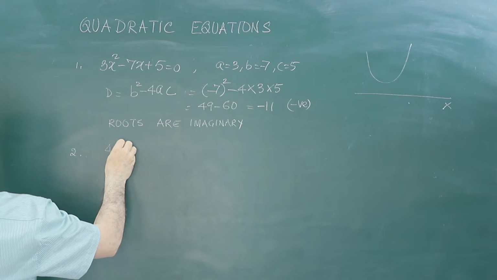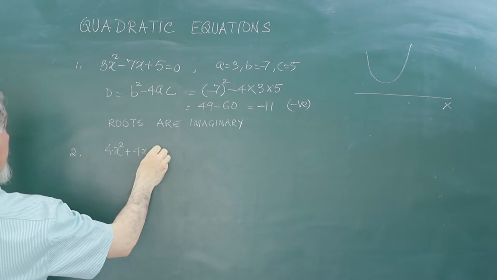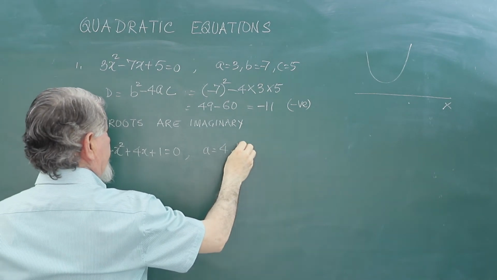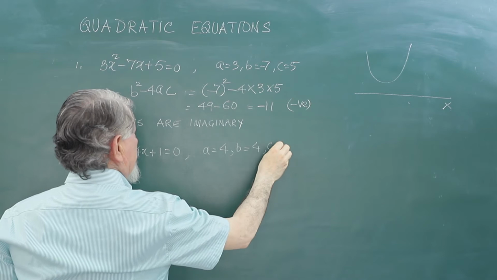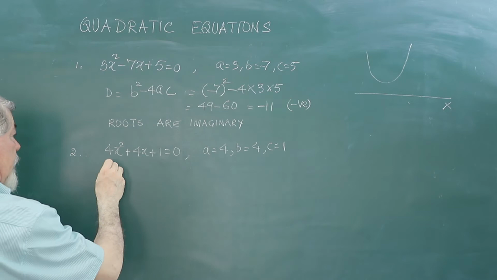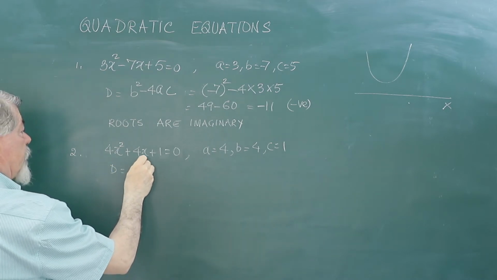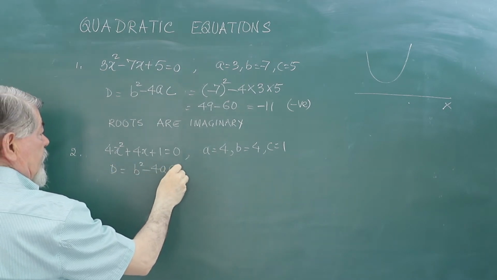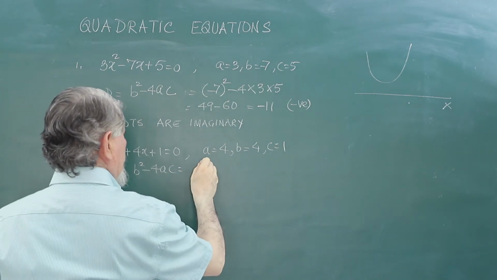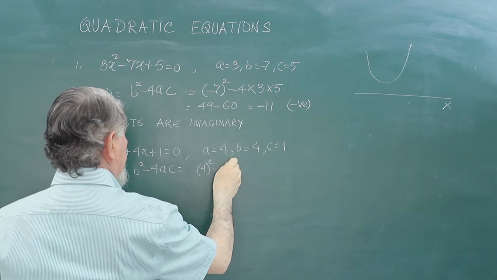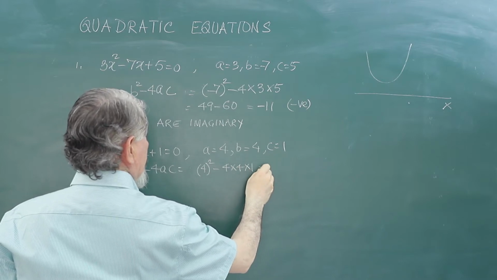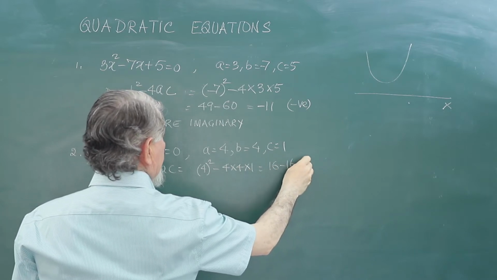Now let us see the second question. 4x squared plus 4x plus 1 is equal to 0. So A is 4, B is 4 and C is 1. Let us calculate the value of B square minus 4AC. Discriminant is B square minus 4AC. I need to know what is the sign, positive, negative or 0. So 4 whole square minus 4 into A is 4 into C is 1. So 16 minus 16 is equal to 0.